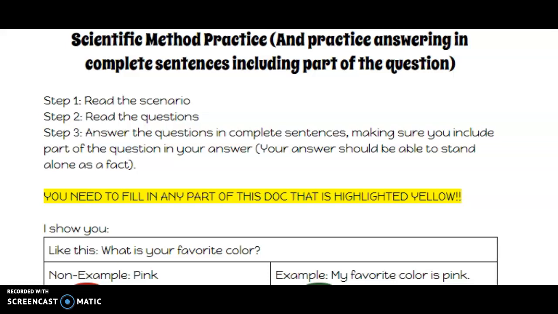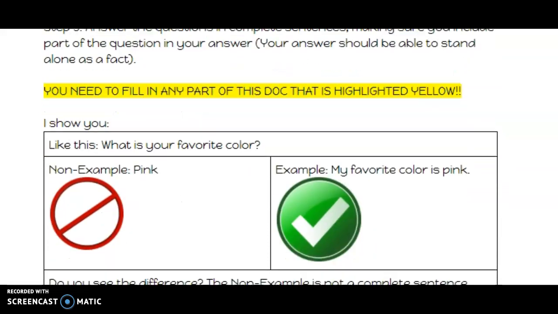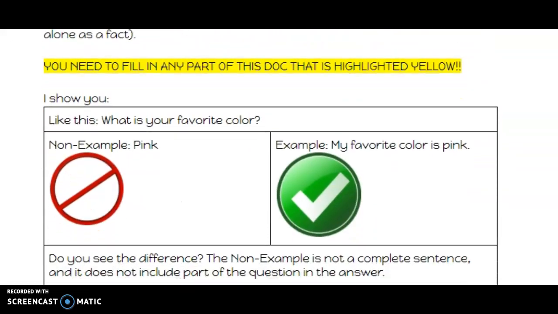So I first want to show you an example of what I mean by answer the question with part of the question in your answer. So here's my example. If I ask you a question, what is your favorite color? In the left-hand column, the non-example, which means it's not the correct way to place the answer, you would just fill in the word pink. You guys know that.